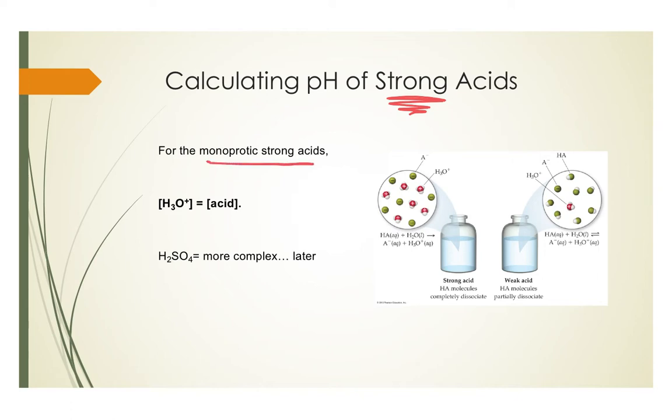For any monoprotic strong acid, the concentration of H3O plus equals the concentration of the acid. And so then you just go ahead and use the pH formula with that. H2SO4, which is diprotic, is a little bit more complex. So we'll talk about how we deal with H2SO4 a little bit later.